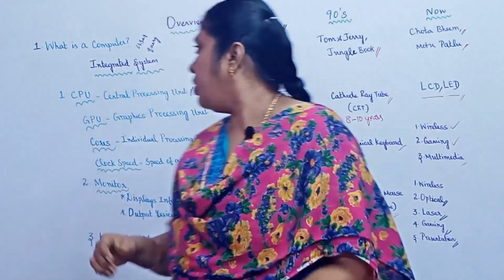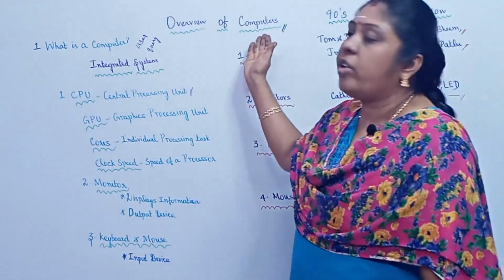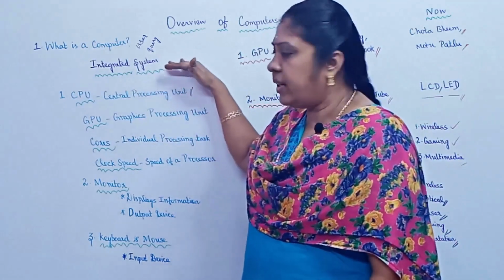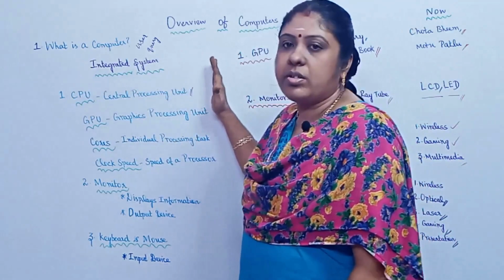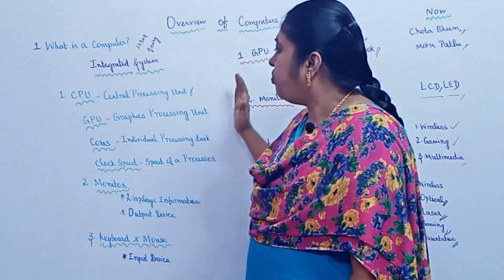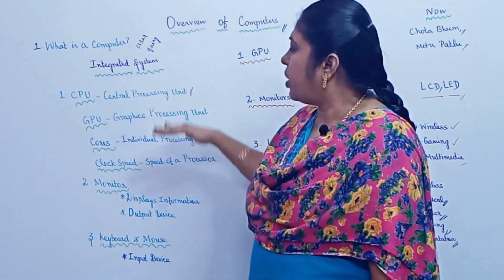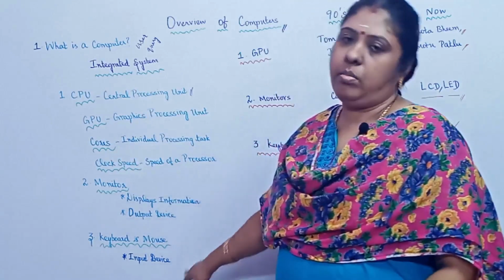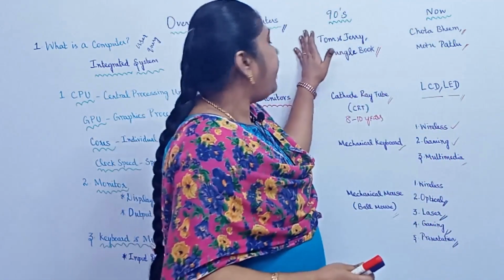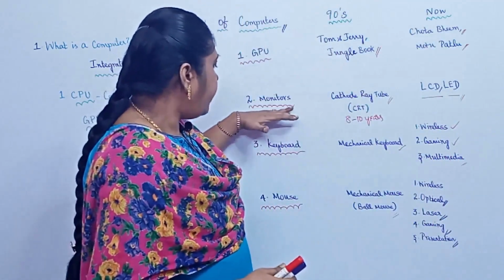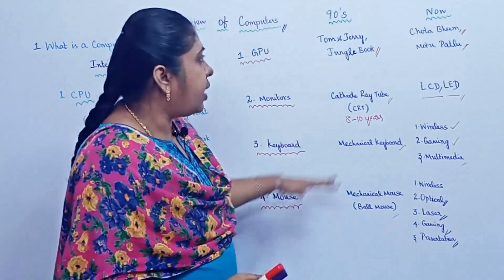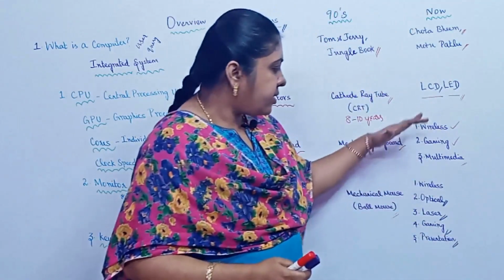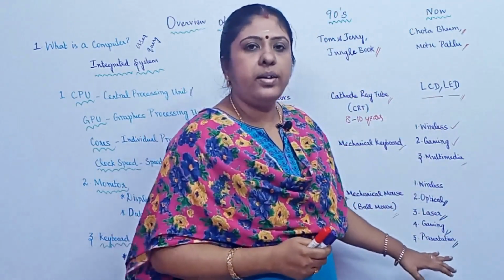A small recap. Today we discussed the overview of computers. In this we discussed what a computer is, an integrated system which has a central processing unit, graphics processing unit, and cores. The processor speed can be measured in clock speed, and then monitors, keyboards and mouse. And then what monitor, keyboard and mouse types were used in the 90s, and how the enhanced types are used now. I have discussed here only some important and relevant ones.